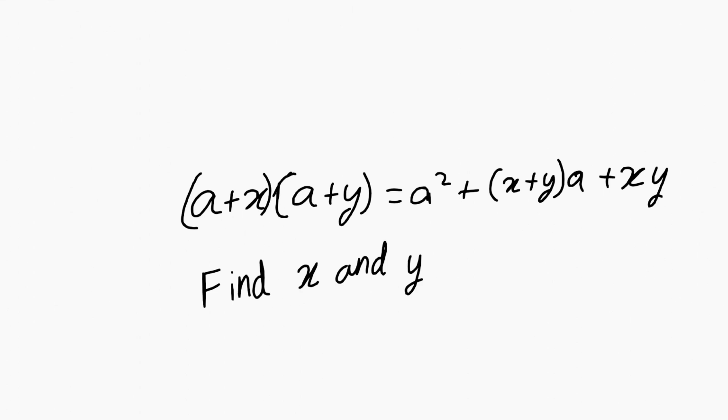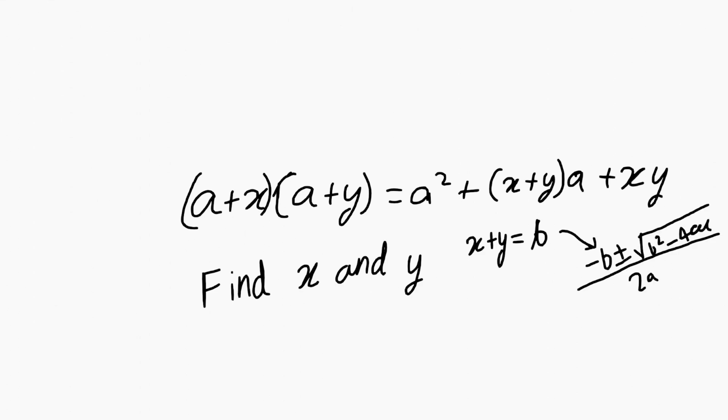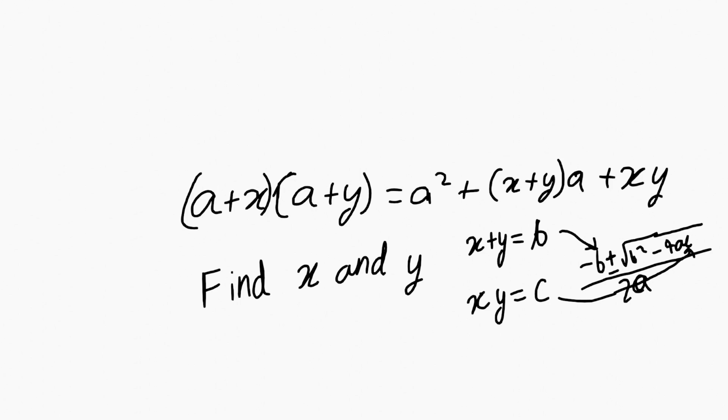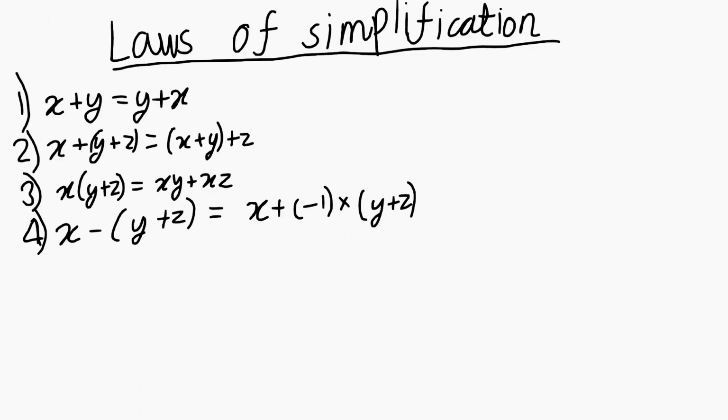An identity we can use is this. Find x and y such that their sum is b, but product is c. There are also some other things I forgot, like the laws of simplification.